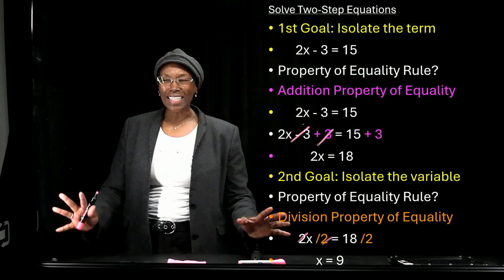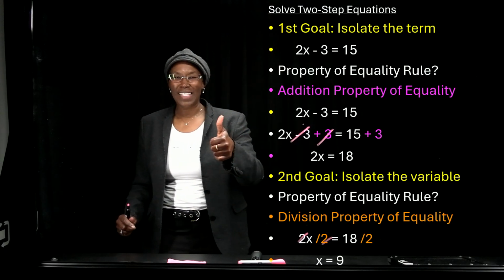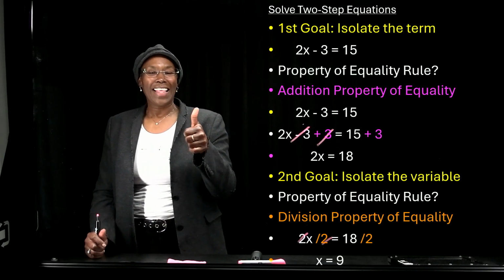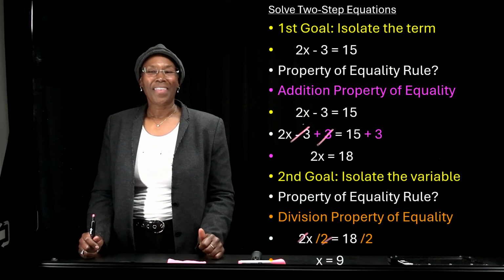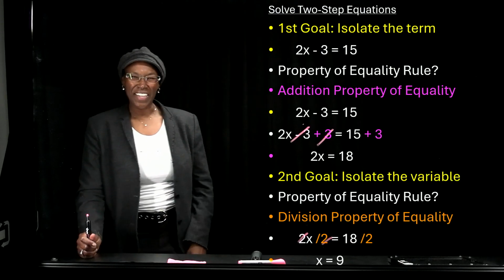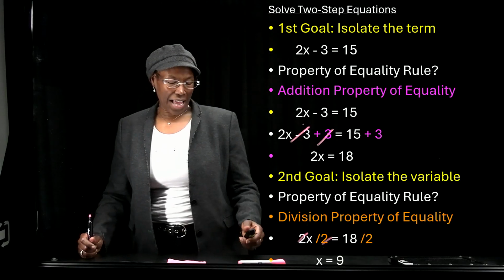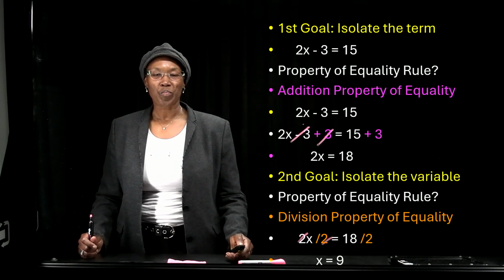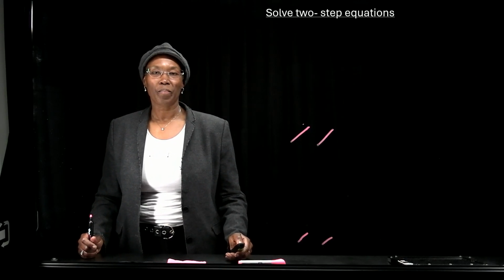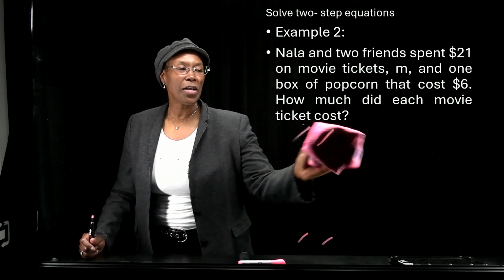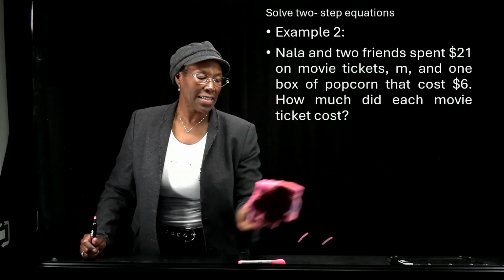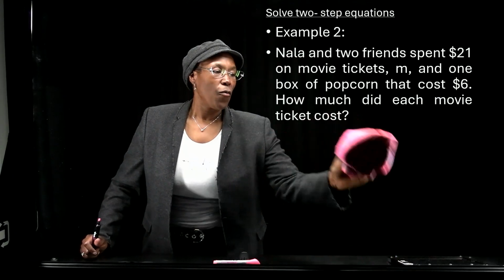All right, let me take the temperature of the room. Thumbs up or thumbs down, those who understand that second step in isolating a variable. Okay, very good, very good. We're going to do another one. And in this example, we're now going to combine what we learned yesterday and what we learned today.